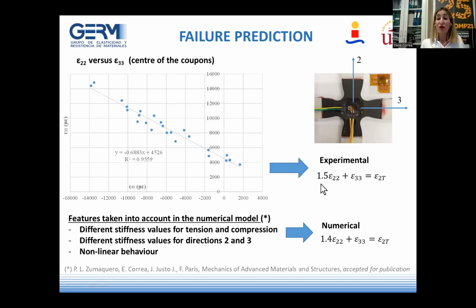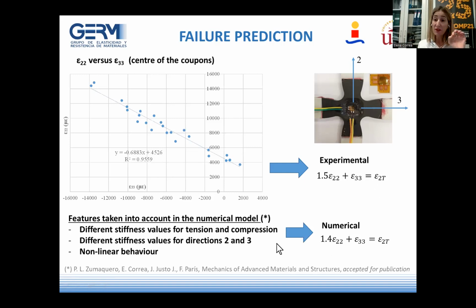Finally, we also performed a finite element model. We wanted to try to reproduce the behavior of the specimen during the test, and it was a successful attempt, I should say, because here we have the numerical expression that can be compared with the experimental one. There's slight differences, but I think the adjustment is really good.